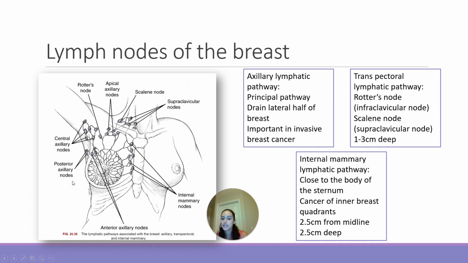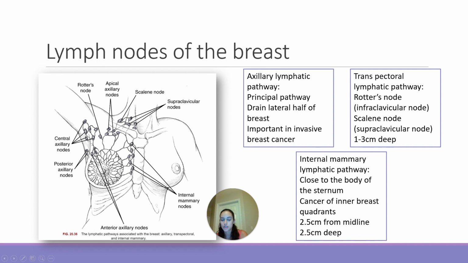So it's important in invasive breast cancer. This is where the first lymph nodes that get affected by the tumor, this is where you'll find them. This is typically the starting point of metastatic breast cancer. It starts moving into these lymph node groups.